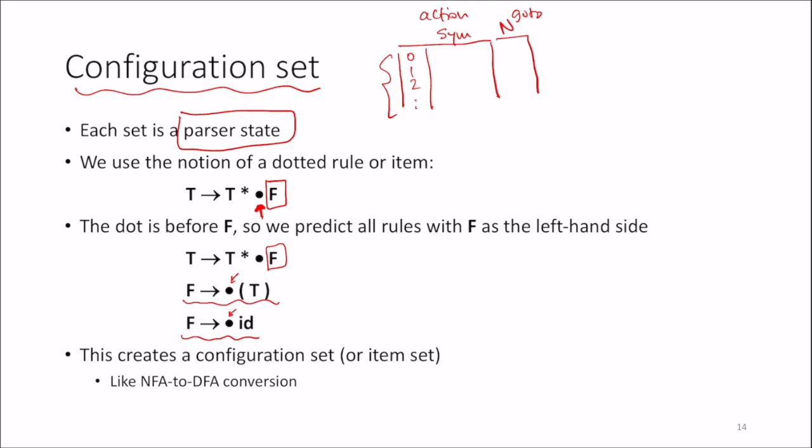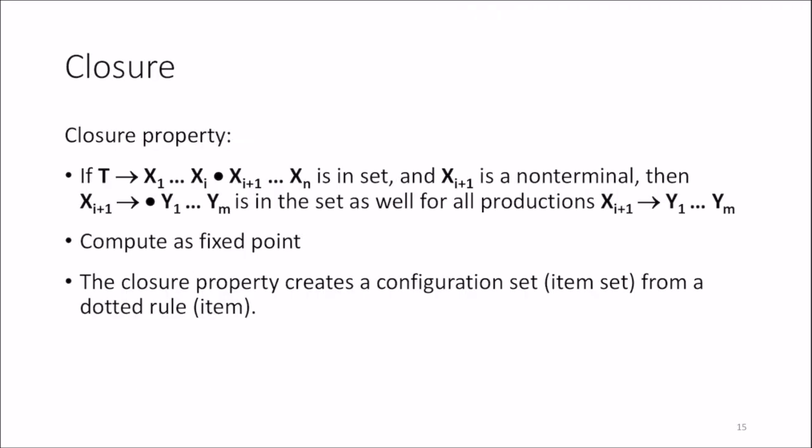It's also called an item set. So this is either called a dotted rule or an item. And if I have a set of these, so a set of items, it's called a configuration set. It's quite similar to the NFA to DFA subset construction, because we are essentially computing all of the different rules that could be predicted at this point in the input. Right? It's similar to what we did when we were simulating an NFA or doing the subset construction to construct a DFA. The closure property applies to this configuration set.